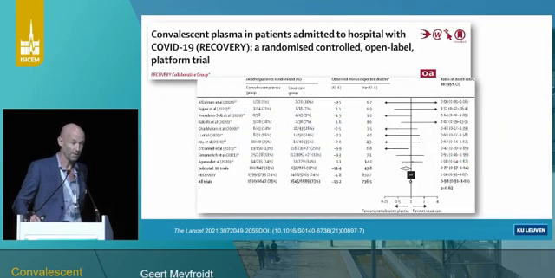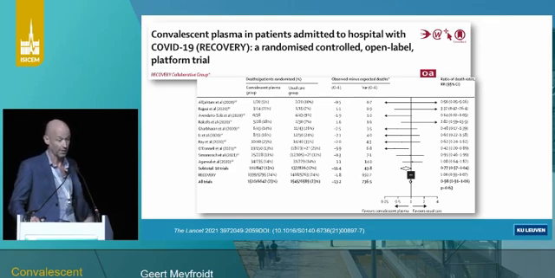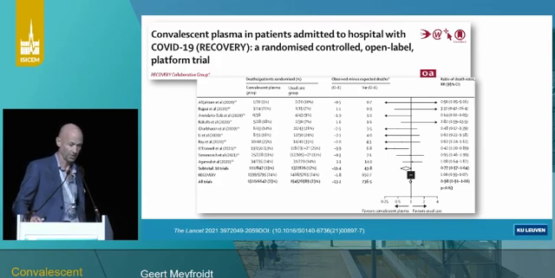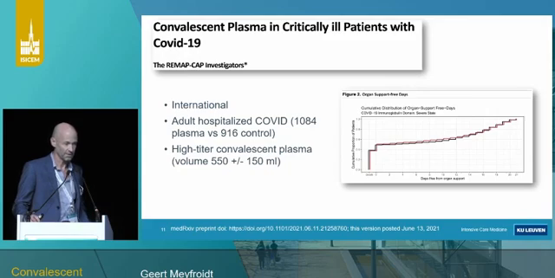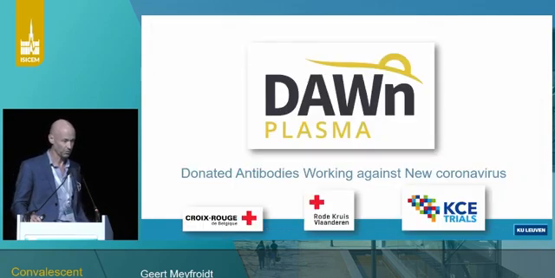In the same paper, there was also a meta-analysis which was, of course, hugely influenced by the largest trial, which was RECOVERY itself, and which showed no effect for the intervention. And then REMAP-CAP also had a plasma arm where there was no effect on the outcome of organ support at 3 days, nor on any of the secondary outcomes.